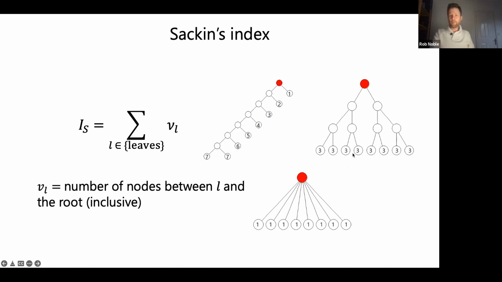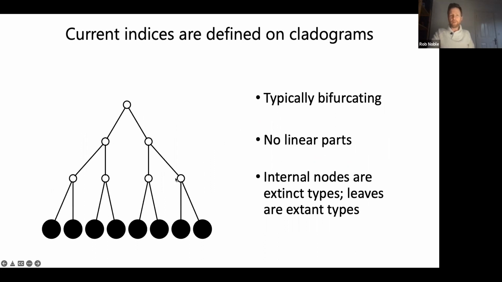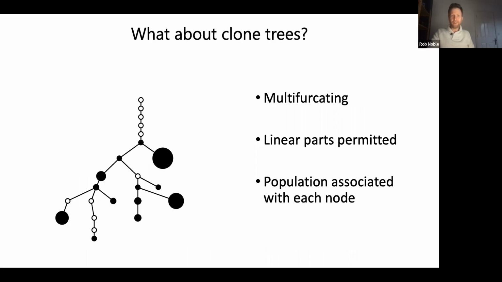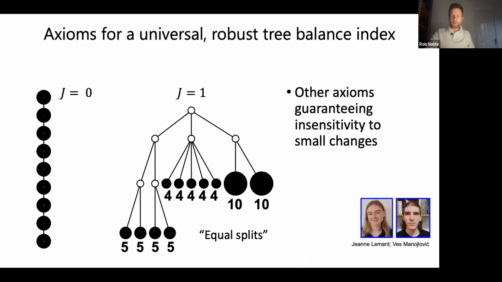Now, obviously, this is a bit of a problem because as you get more and more nodes in the tree, even if your tree is balanced, this index is going to increase. So there are various ways of normalizing it. But a big problem is that these current indices are only defined on cladograms, and what we have in tumors are like this, and they look nothing like the cladograms that people interested in species evolution are used to looking at. So with a very talented master student, Jean Lemant in Basel, I looked at developing a new tree balance index that was much more generally applicable.